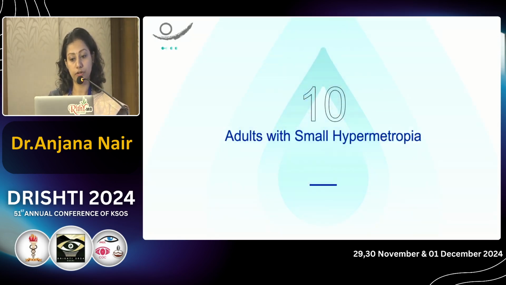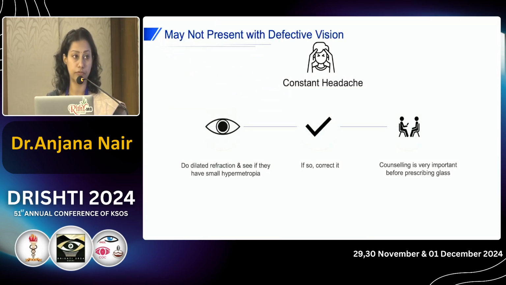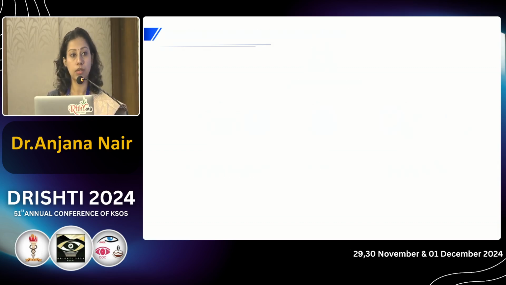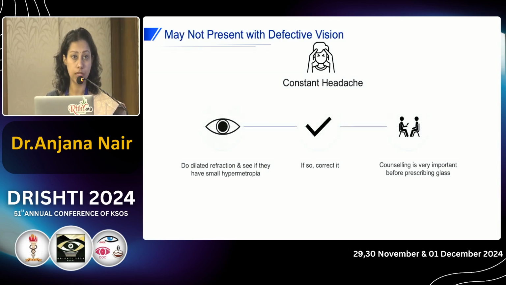Adults with a small amount of hypermetropia might not come with defective vision per se. They will come to you with a headache. So for any patient with a constant headache, do a dilated refraction, and even if it is a small amount of hypermetropia, correct it. Counseling is very important because they do not have defective vision per se; they have this headache.